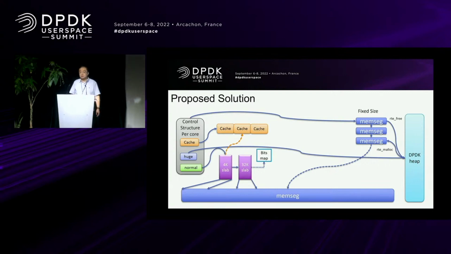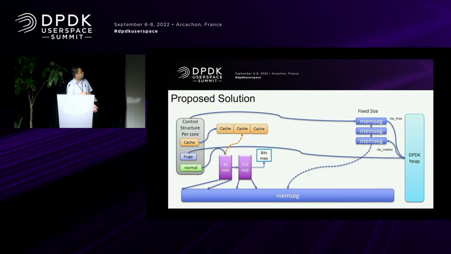Partition means you have the control structures here, and the cache and all this memory segment here is per core. Okay, so each logical core has all of those. You don't need to contend with any other logical cores, okay? But also, we will separate the control metadata and the place that actually stores the data. That's a little bit different compared with what RT Malloc did, okay?